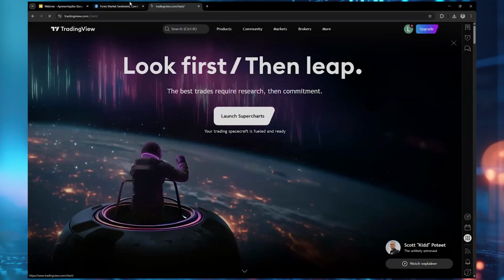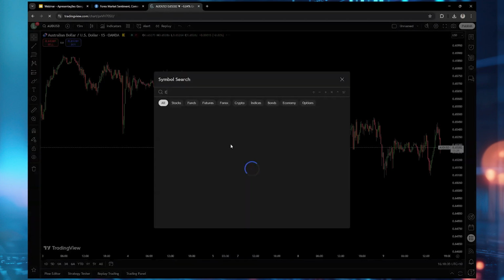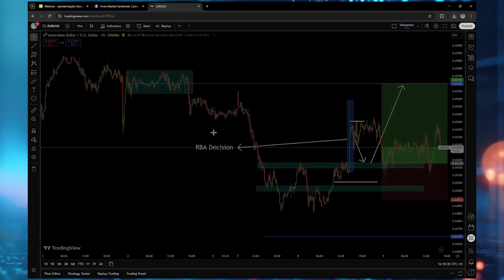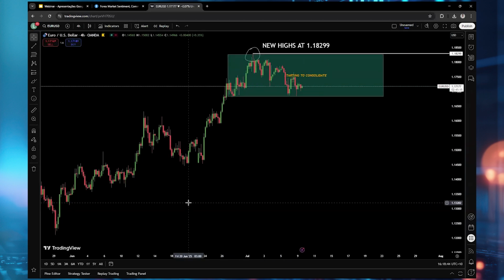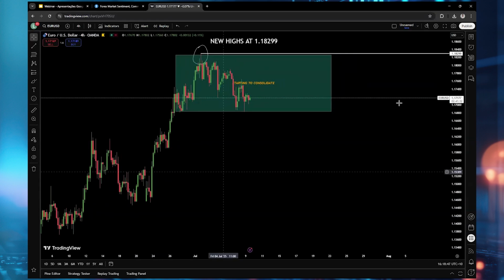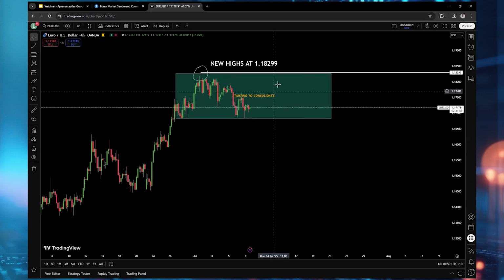Okay, so let me get into TradingView, and let's go for euro dollar. Perfect. So on the 4 hour time frame, we can clearly see that it's starting to consolidate into the range of the all-time high of this year at 1.18, let's call it 1.18300, down to the pullback of 1.16, let's say 1.1620. So 1.1620 to 1.18300, that's the range it's at the moment.